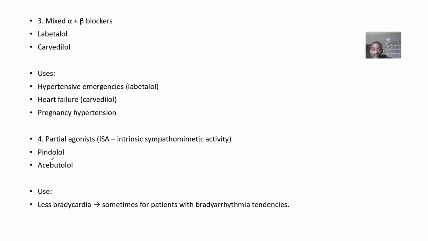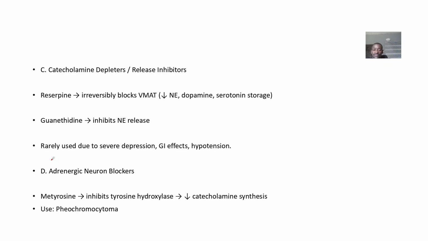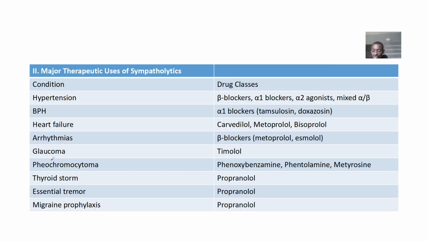All right. So this is what we got for all these drugs, right? These ones, they are majorly used to what? Relax the body. So if there's hypertension, they relax. If there's benign prostatic hyperplasia, they relax. If there's heart failure, they relax. If there are arrhythmias, they relax. If there's glaucoma, they relax. Pheochromocytoma, thyroid storm, tremors, migraines, they basically relax the body for that.